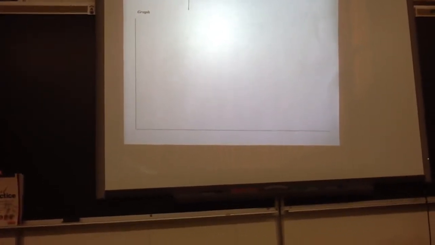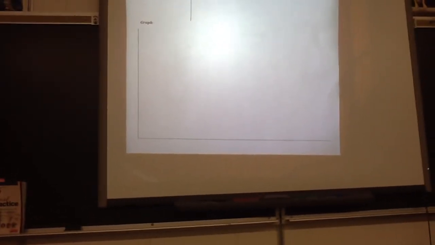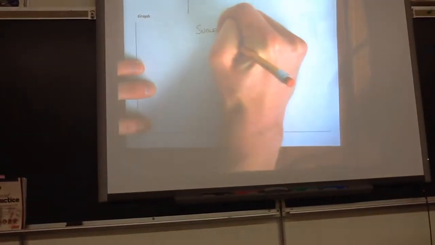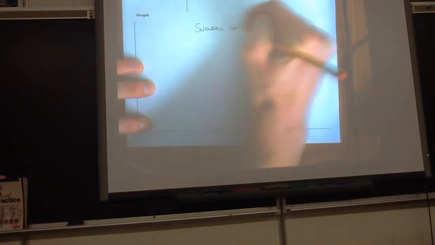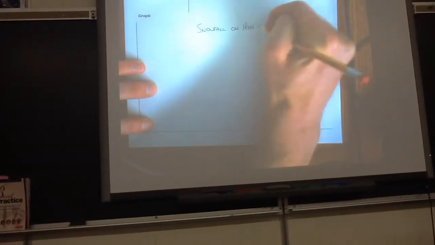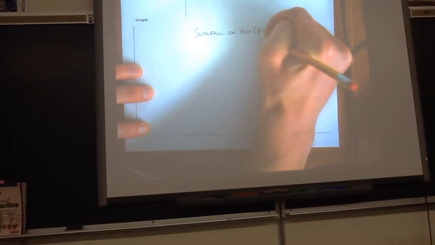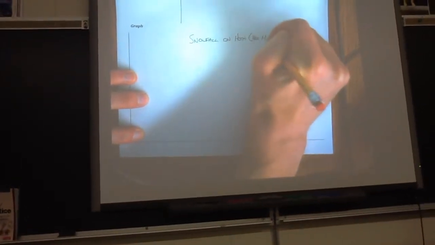For our graph tomorrow, what is the first thing you should put on this graph tomorrow? Or anything else? Crawford? Title. Title. Someone give me a good title for this graph. Peyton? Snowfall on Hoth by month. Snowfall on Hoth per or by month. In millimeters.